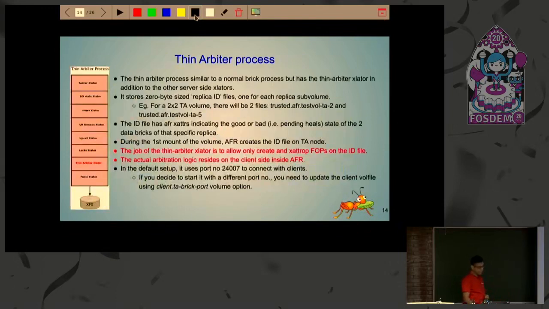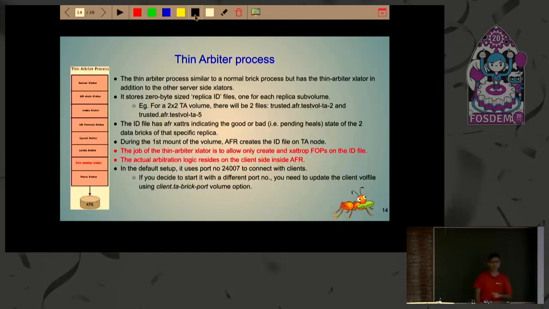So what exactly is the thin arbiter process? It is essentially a lightweight brick process. You have all the standard translators which you see in the glusterfs brick process, starting from protocol/server and ending with POSIX. But you also have one additional translator here called thin-arbiter, which is sitting just above POSIX.